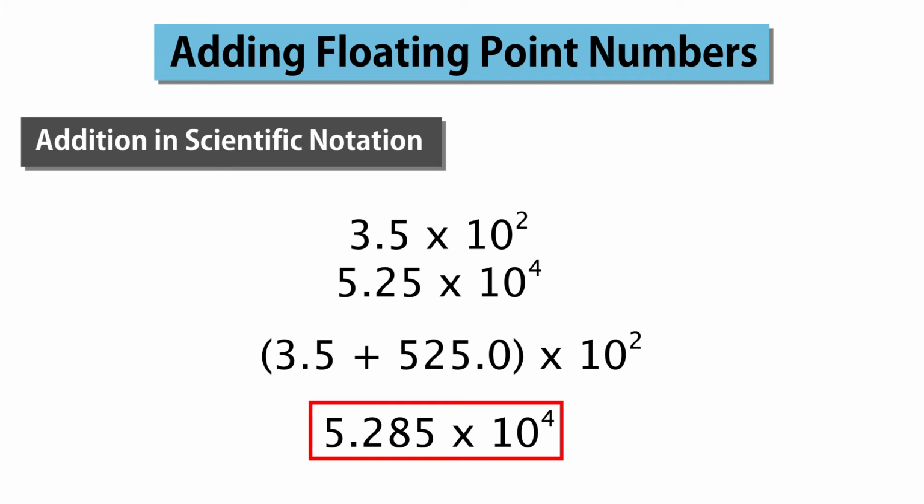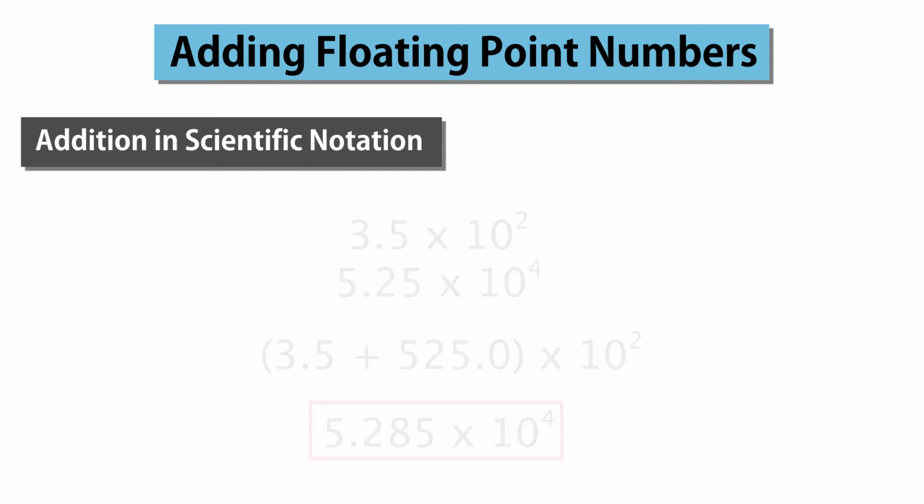It might also be necessary at this point to round the coefficient if it has too many digits to the right of the decimal point. Now let's perform a similar computation in binary.